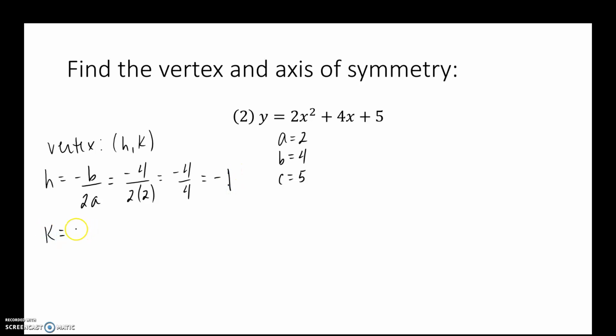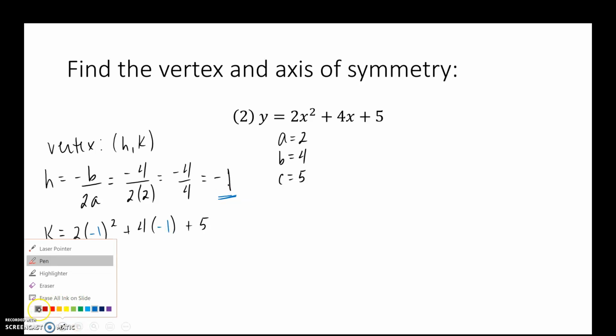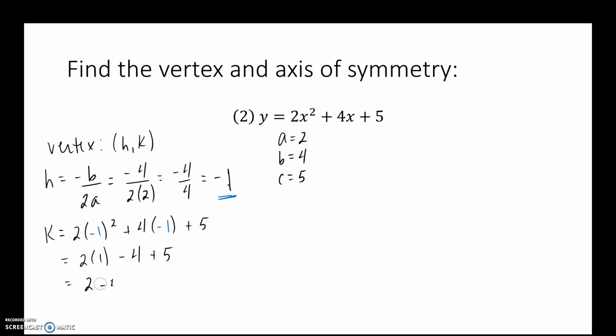My y-coordinate: wherever I see an x in my original problem, I'm going to replace it with that negative 1. Where did negative 1 come from? That's the x value. That came from negative b over 2a. So this is equal to 2 times 1 minus 4 plus 5. 2 minus 4 plus 5, so I get negative 2 plus 5. So I get a y value of 3.